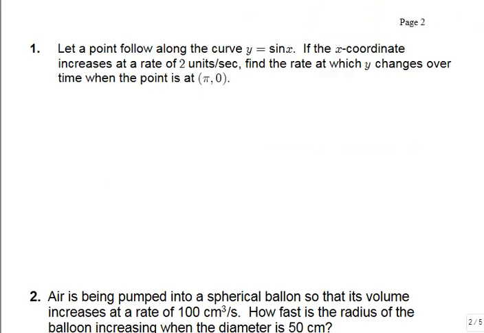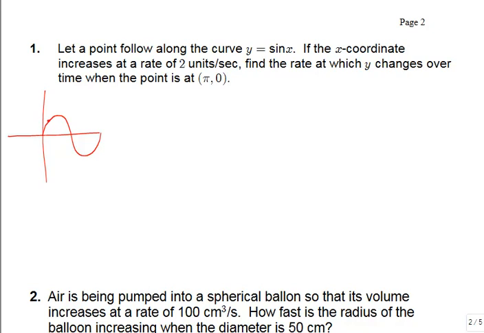Okay, let's take a look at our first example. Here we have a point which follows along the curve y equals sine of x. If the x coordinate increases at a rate of 2 units per second, find the rate at which y changes over time when the point is at (pi, 0). So let's sort of visualize what's going on here. We have this sine curve, and you all know what the graph of the sine curve looks like.